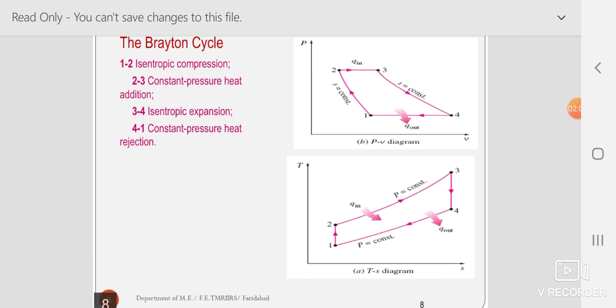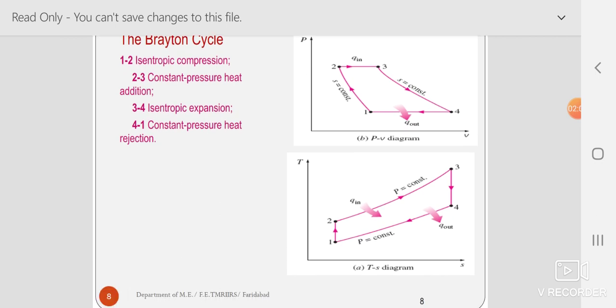Let's see in the TS diagram. 1 to 2, this is isentropic compression. From PV diagram, you can see 1 to 2, P2 is greater than P1 because pressure increases tremendously from P1 to P2. That is because of compression. And in the compression process 1 to 2, the temperature also increases. That shows in the process 1 to 2 in the TS diagram. You can see the temperature is increasing from 1 to 2.